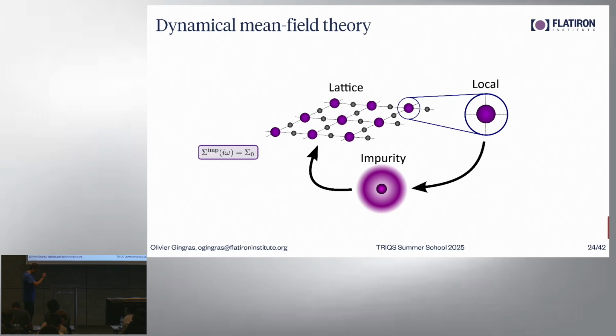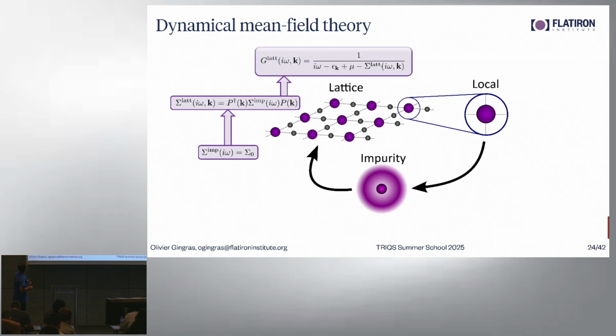So just to go through the DMFT loop here, you start from a given impurity self-energy, typically just 0. If it's not 0, you need to embed it onto the lattice, using the projectors, as I've just shown. Now I have a lattice self-energy, which I can use to construct my Green's function on the lattice.